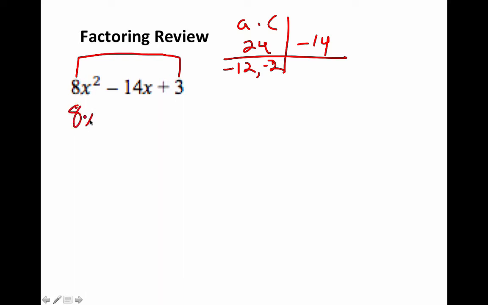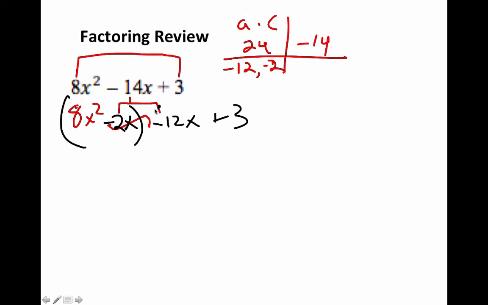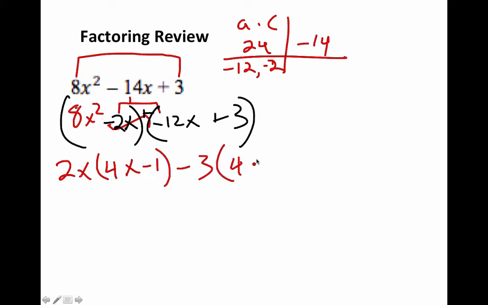You take your 8x squared, and remember, you split your negative 14 into those two things. And we get negative 2x minus 12x plus 3. And then we group. And if this one's negative, we group it in, and we have to have a plus. And then we factor this guy separately, and we have 2x times 4x minus 1 and minus 3 times 4x minus 1. And then we take the 4x minus 1s.